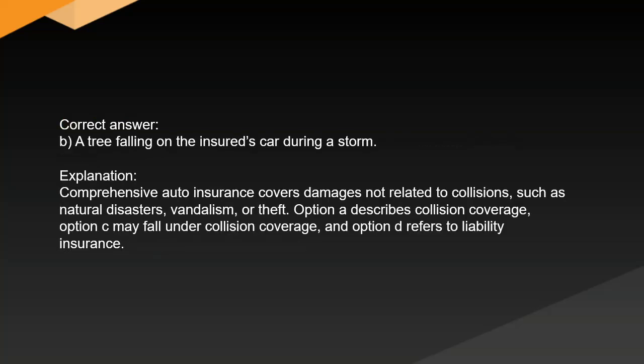Correct answer. B. A tree falling on the insured's car during a storm. Explanation. Comprehensive auto insurance covers damages not related to collisions, such as natural disasters, vandalism, or theft. Option A describes collision coverage. Option C may fall under collision coverage, and option D refers to liability insurance.